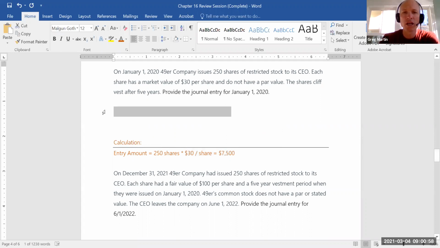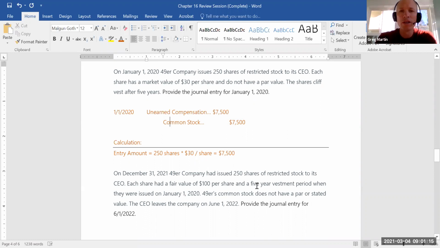And as I had mentioned before, the debit is to that unearned compensation account, and the credit is to our common stock account. Now, in this case, there's no par value, so the entire amount gets assigned to the common stock account. If there had been like $1 par value, then the common stock would have been 250, and the remaining amount would have been APIC common stock, which would have been like 7,250. I think the one in the lecture guide has a par value. So with this one, I think I chose to not have a par value.